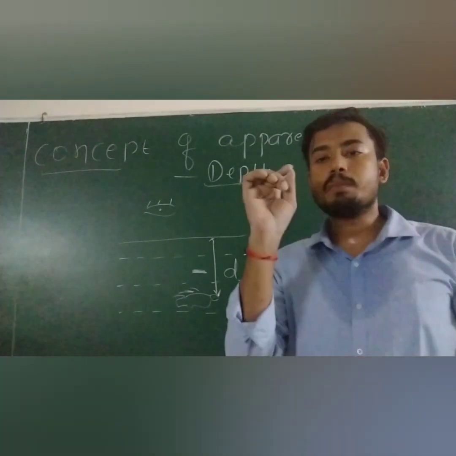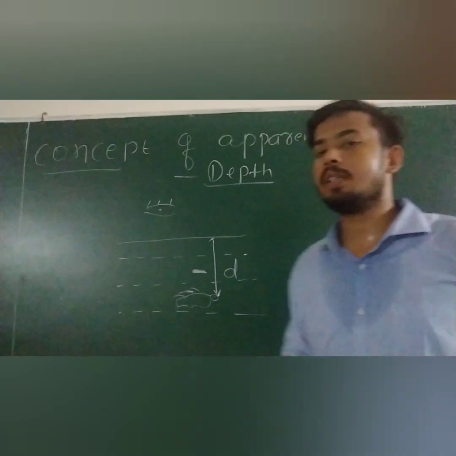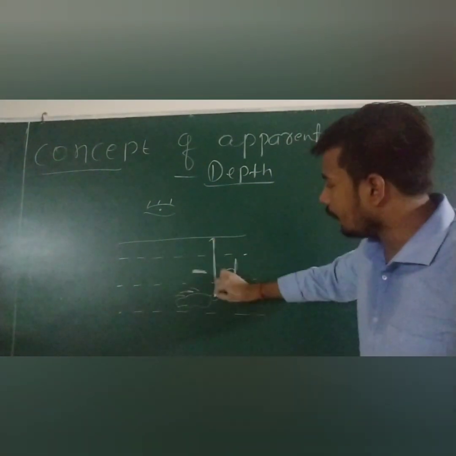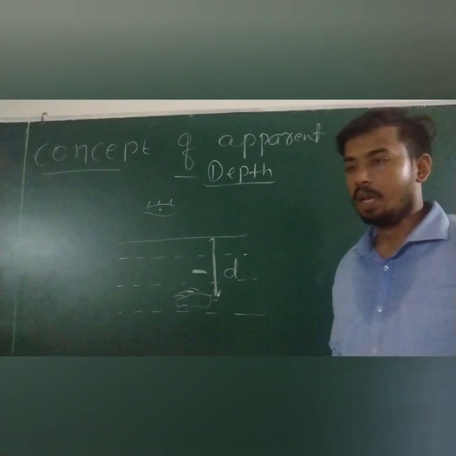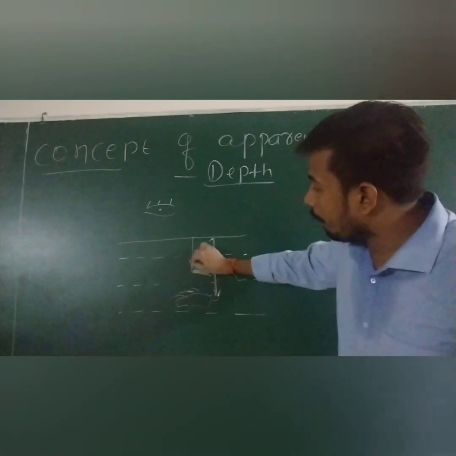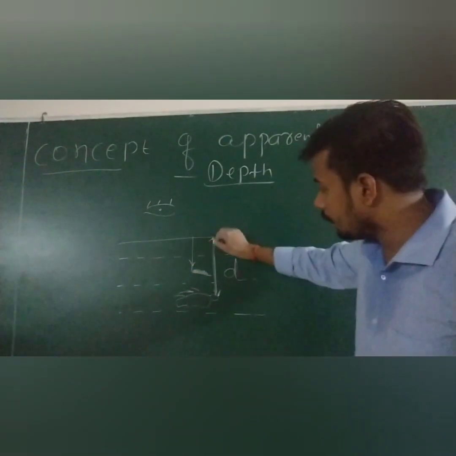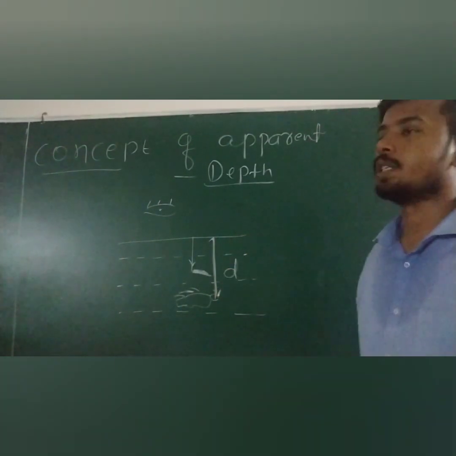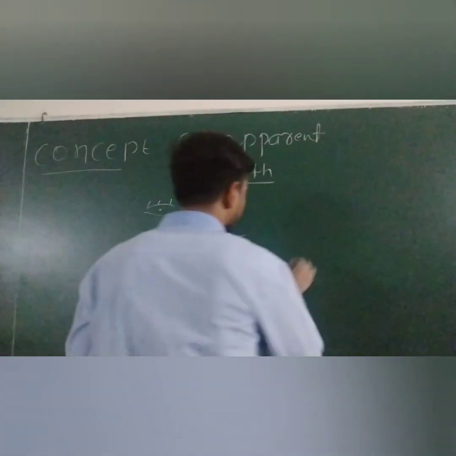But it is different from its real depth D. So suppose it appears here. This depth will be called the apparent depth and this is called the real depth. The same process will happen in another case also.